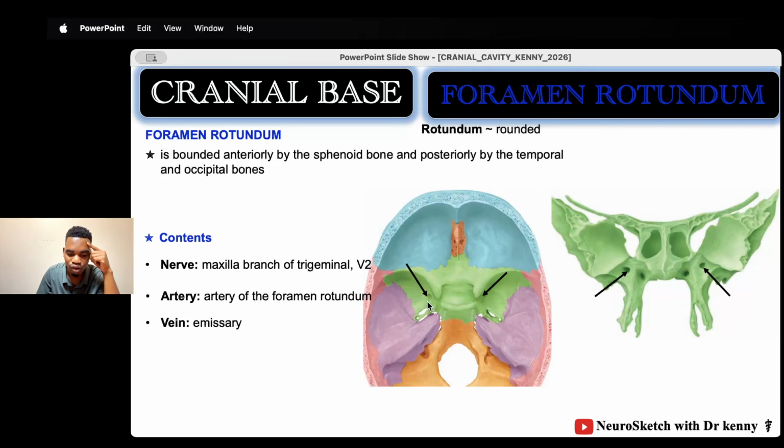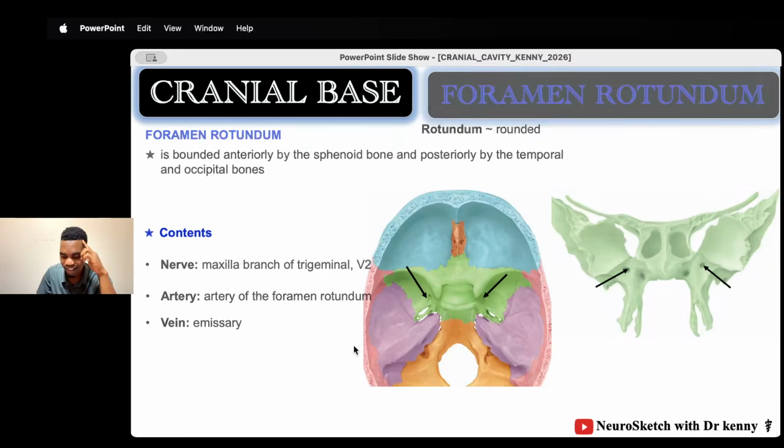Next is going to be your foramen rotundum, and the term means rounded, and the foramen rotundum is famous for the passage of your maxillary nerve, which is V2. But it also transmits the artery of the foramen rotundum and some emissary veins as well. We have already discussed it.